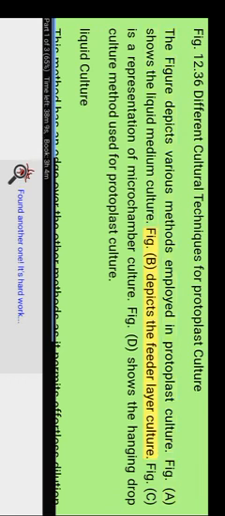Figure A shows a liquid medium culture. Figure B depicts a feeder layer culture. Figure C is a representation of microchamber culture. Figure D shows the hanging drop culture method used for protoplast culture.